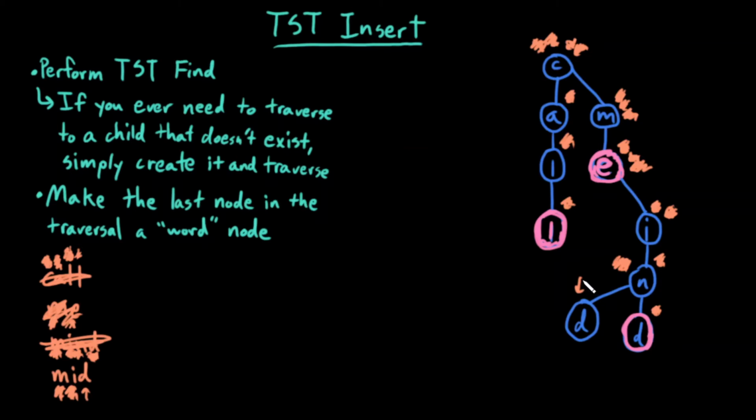Okay, D equals D. And this is the last letter of my word. So I'm done with my traversal. And the node I ended up at becomes a word node. Oops, I forgot to make that one the letter pink as well. So I made this a word node. Now my traversal is totally done. My last word has been inserted into this TST.